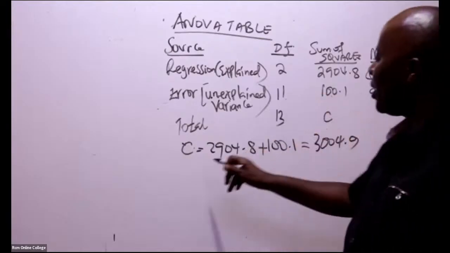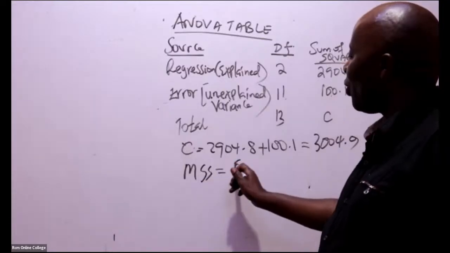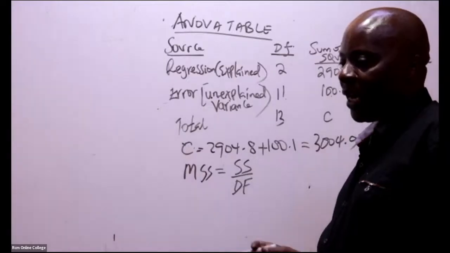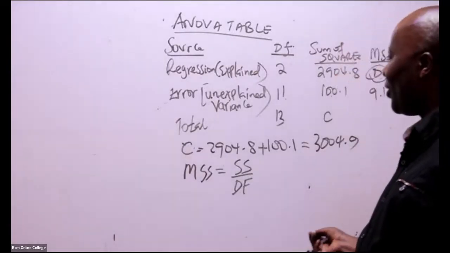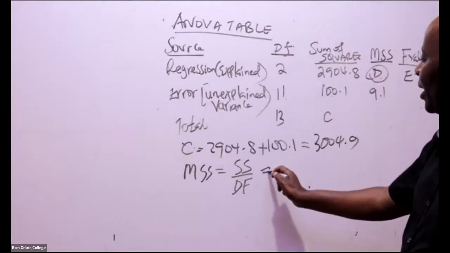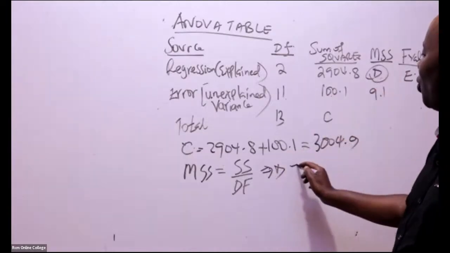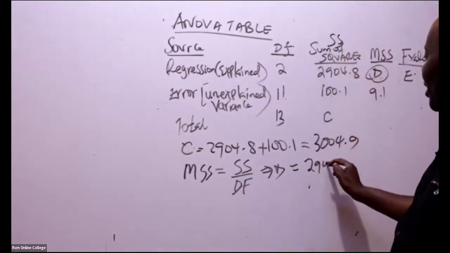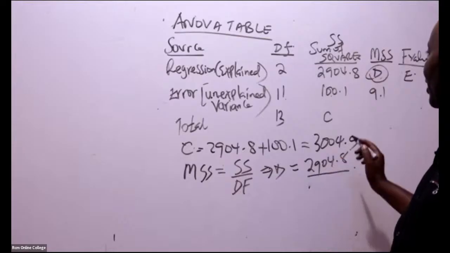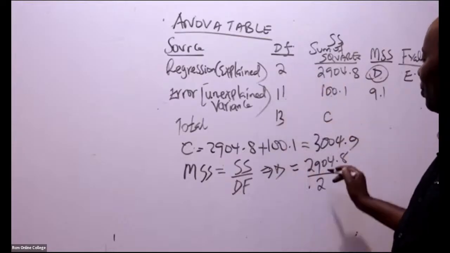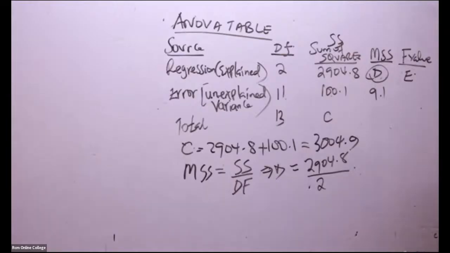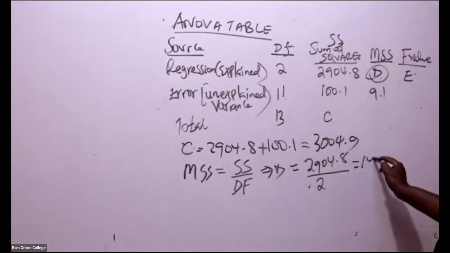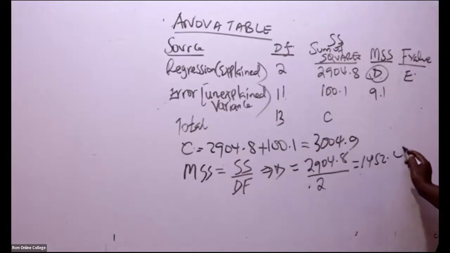To get this D, the mean sum of squares, you normally take the sum of squares and divide by the degrees of freedom. So for D, which is the mean sum of squares, you take the sum of squares given here, 2904.8, and divide it by the corresponding degrees of freedom, which are 2. Already somebody has an answer: it is 1452.4.